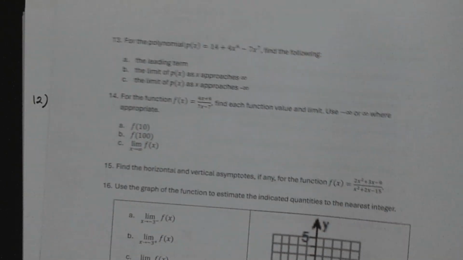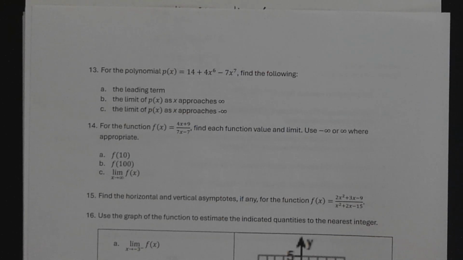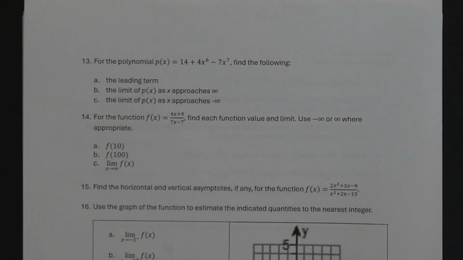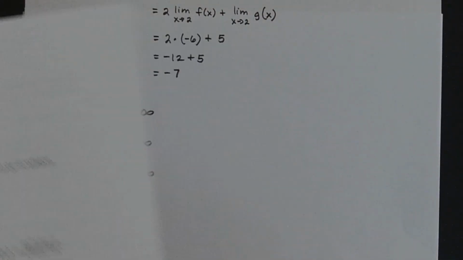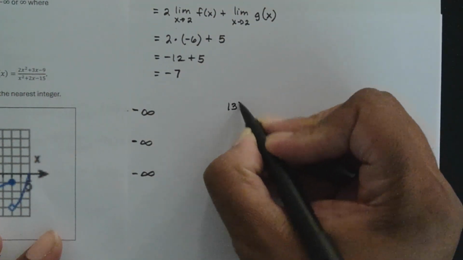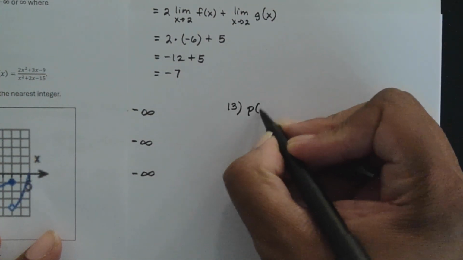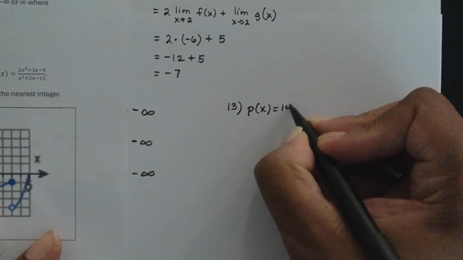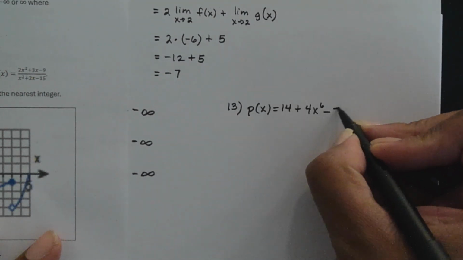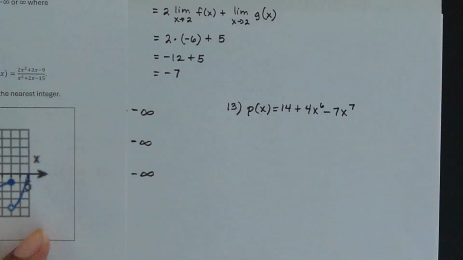All right, number 13. For the polynomial p of x equals 14 plus 4x^6 minus 7x^7, we want to find the following, and that is the leading term. So here we got p of x is equal to 14 plus 4x to the 6 minus 7x to the 7th. Okay?